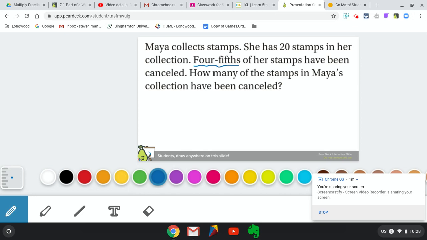Maya collects stamps. She has 20 stamps in her collection. 4/5 of her stamps have been canceled. How many of the stamps in Maya's collection have been canceled? So it's really important in this question that we see that there's a fraction, right? 4/5, I've already underlined it.